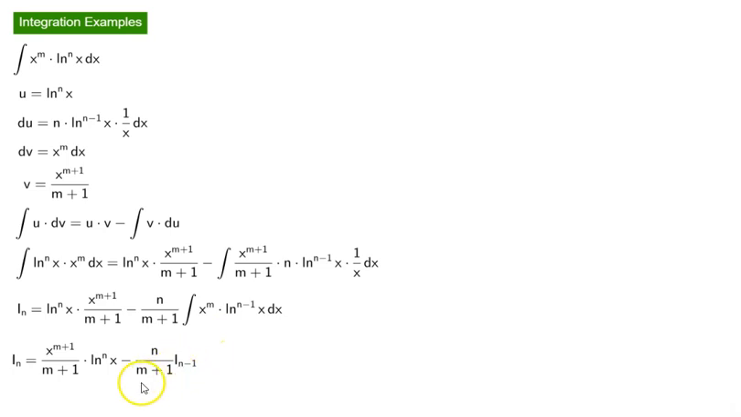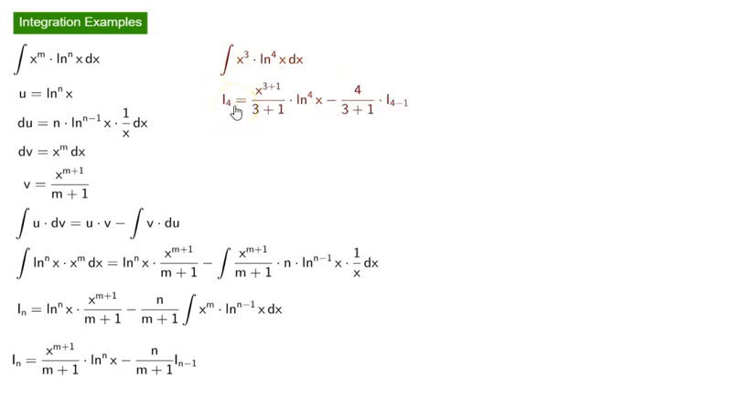Now, this can be written as minus n by m plus 1 times I sub n minus 1, this integral. So this is the general reduction formula for the integral of x to the power of m times natural log to the power of n of x dx. Now let's look at a concrete example. Integral of x cubed times natural log to the power of 4 x dx.